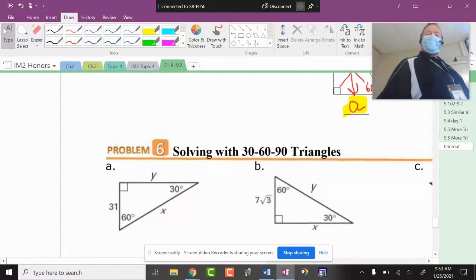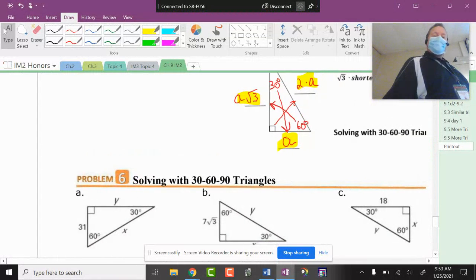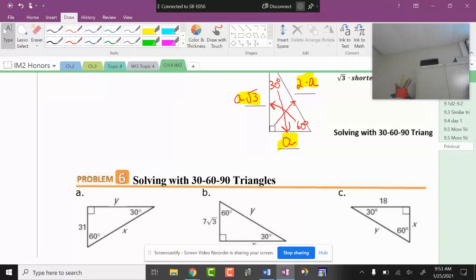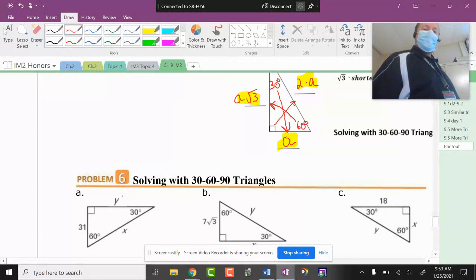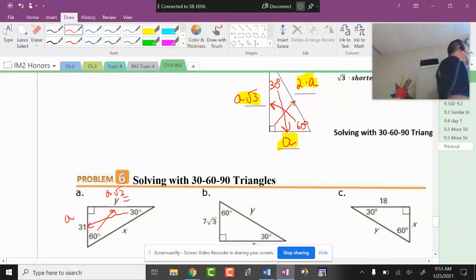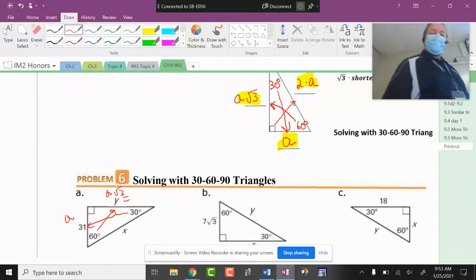So here we go. I'm going to try to keep this showing right here. And we'll do what I consider an easier one. Look at the side opposite the 30-degree angle is 31. So what does that make the side opposite the 60 based off of the A root 3, 2A thing? So what's the side opposite the 60? Side opposite the 30 is A. Side opposite the 60 is A root 3. So what does that make Y in this case? 31 root 3.